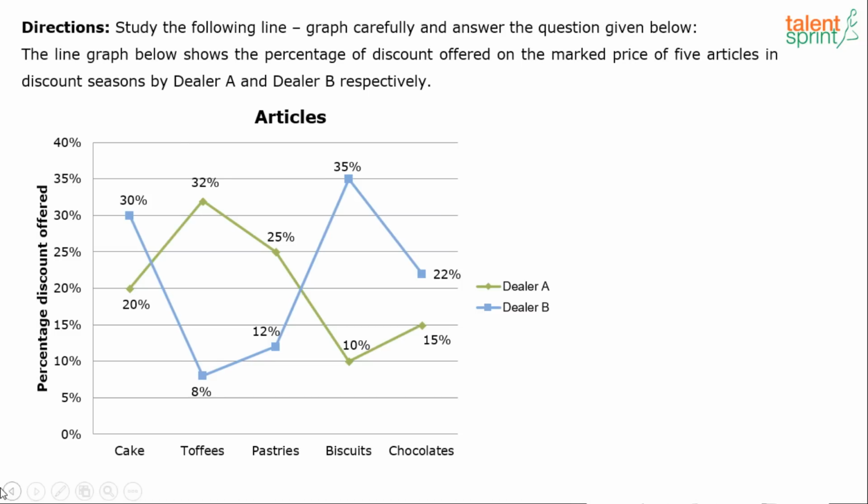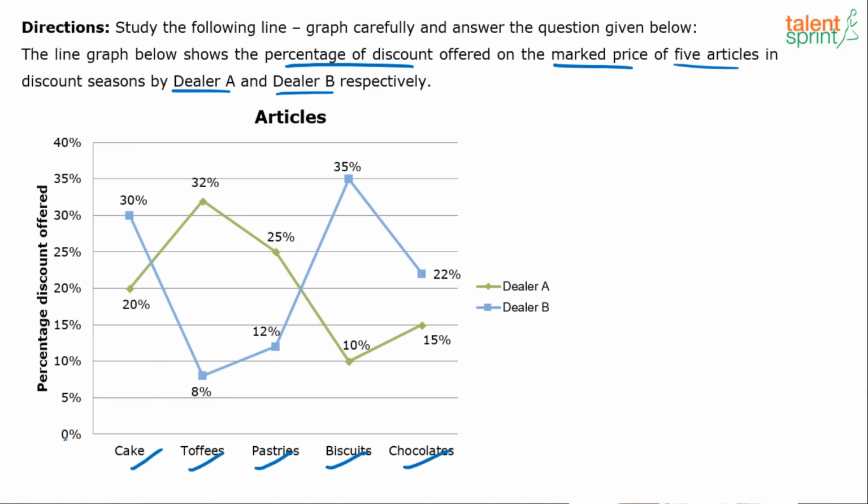So here we go. This question is on data interpretation. Look at what it says. Study the following line graph carefully and answer the questions given below. The line graph shows the percentage of discount offered on marked price of 5 articles in discount seasons by dealer A and dealer B respectively. It's very important to understand the data carefully, right? So what are the 5 articles? Cake, toffees, pastries, biscuits and chocolates.